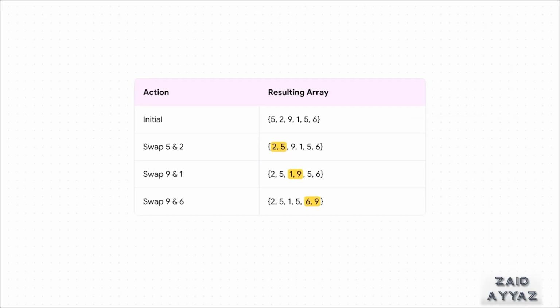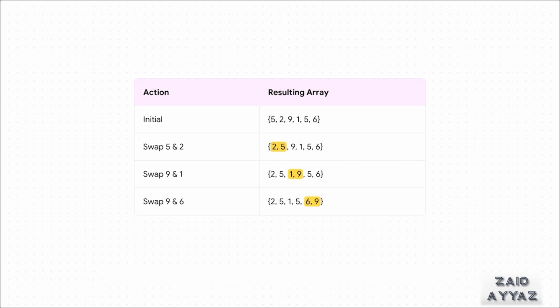The computer looks at the first 2 numbers, 5 and 2. Are they in the right order? Nope, so swap them. Next, it compares the new 5 with 9. They're good, so no swap. It keeps doing this, pair by pair, all the way down the line. What's cool is you can see the larger numbers kind of bubble up towards the end.